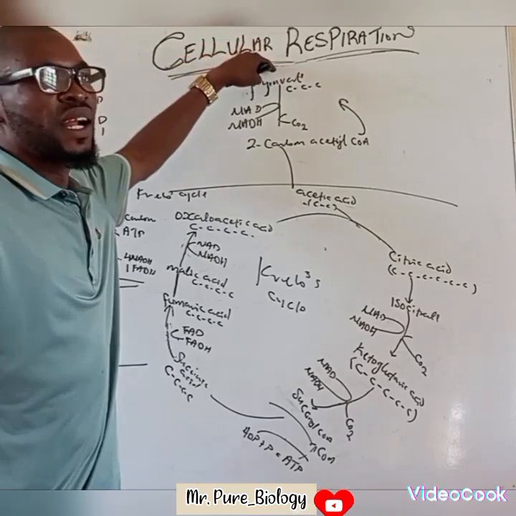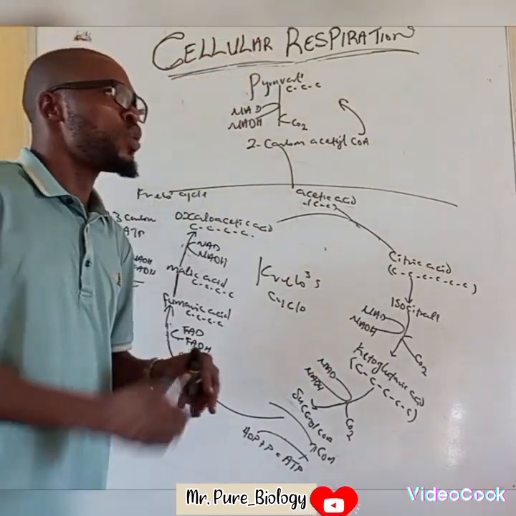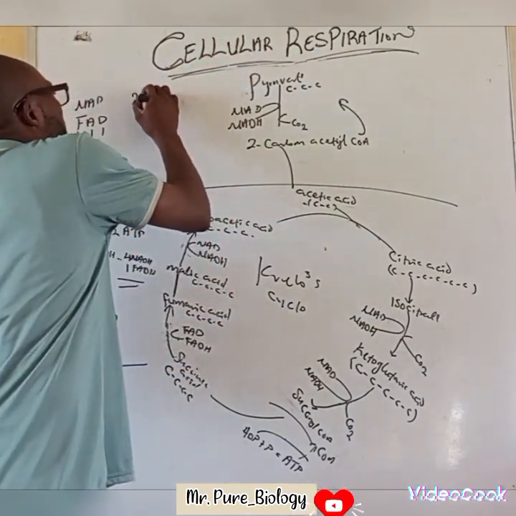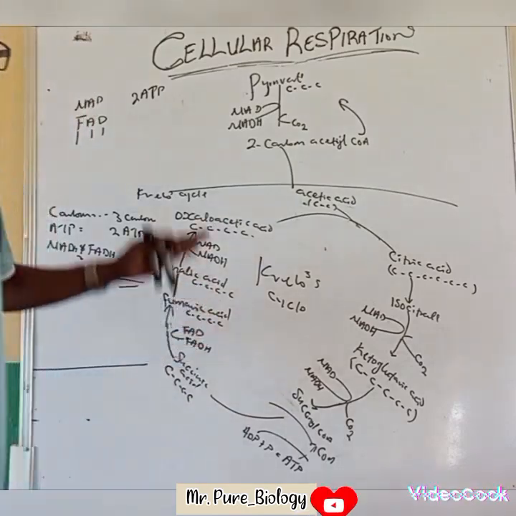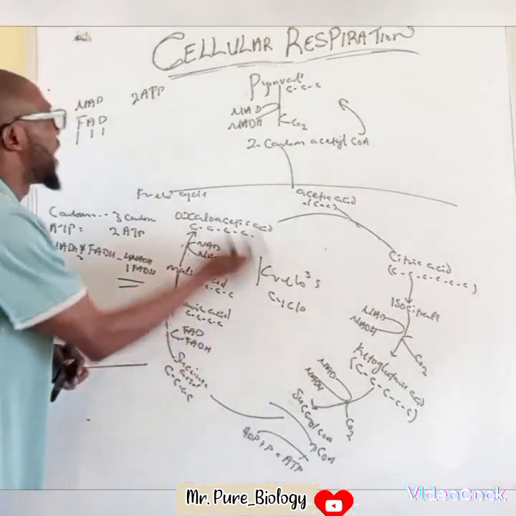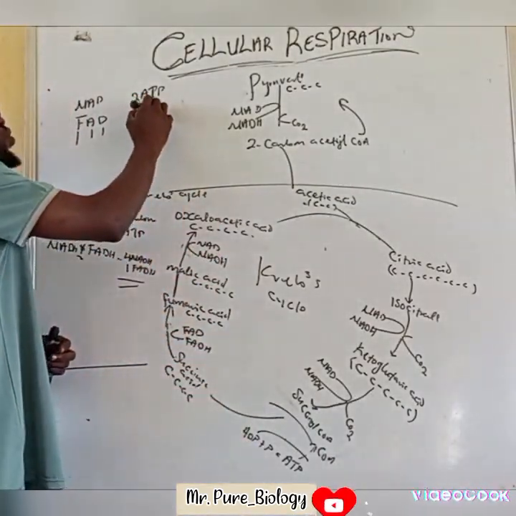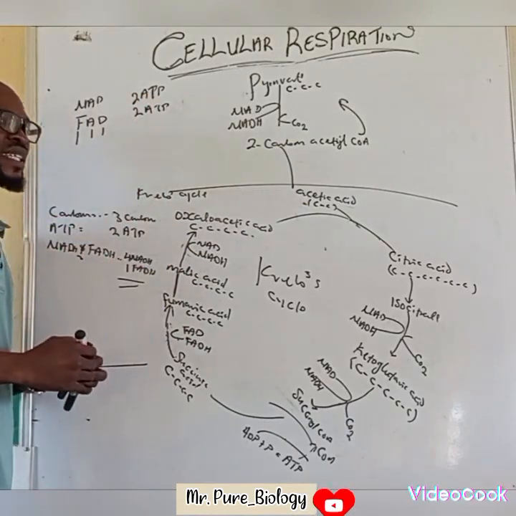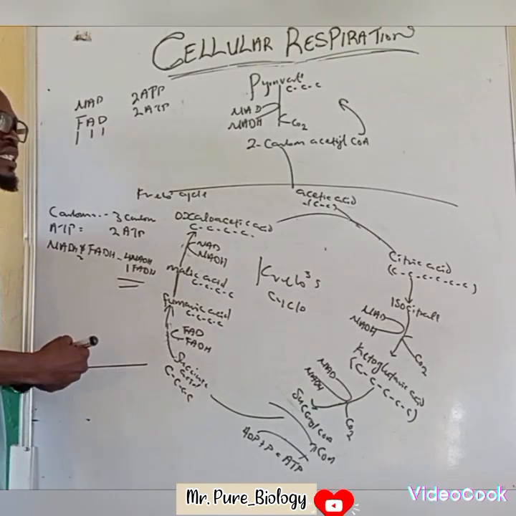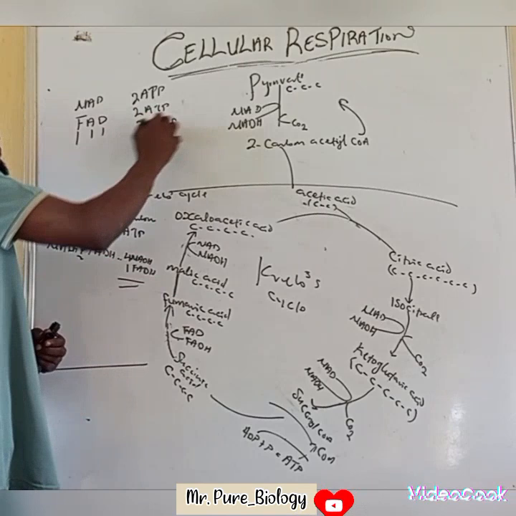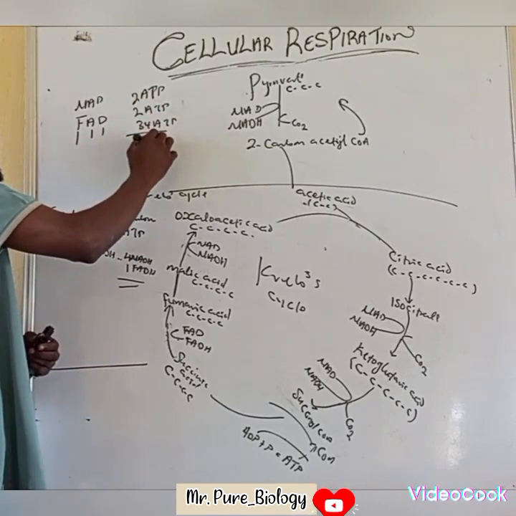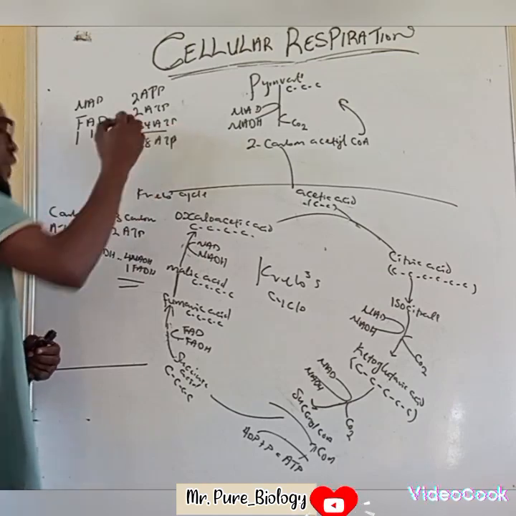When we look at glycolysis, we have only 2 net ATP generated. In the mitochondria here, we have 2 ATP also generated. But in the electron transport system, that's where we have up to 34 ATP generated. The total will now be 38 ATP.